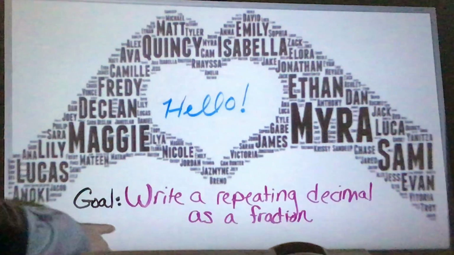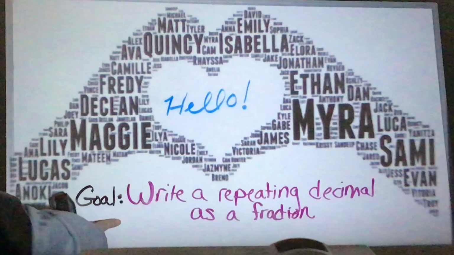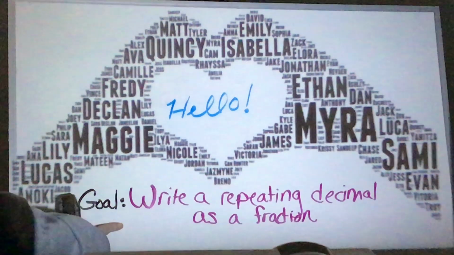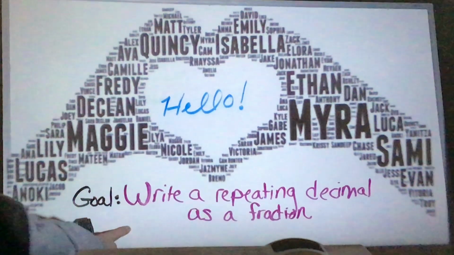Here we go. Today's goal is to write a repeating decimal as a fraction. That's the goal for today and tomorrow, that you can write a repeating decimal as a fraction.